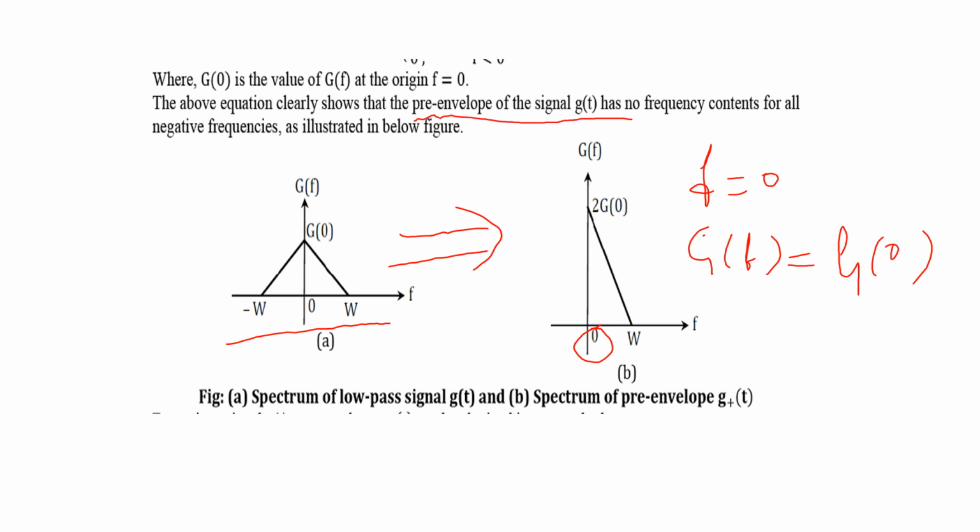The signal g of t has no frequency content for all negative frequencies, as illustrated in the figure. So this is what eliminates the negative frequency. It is going to retain the positive, but the magnitude is going to be twice that of the signal g of f.